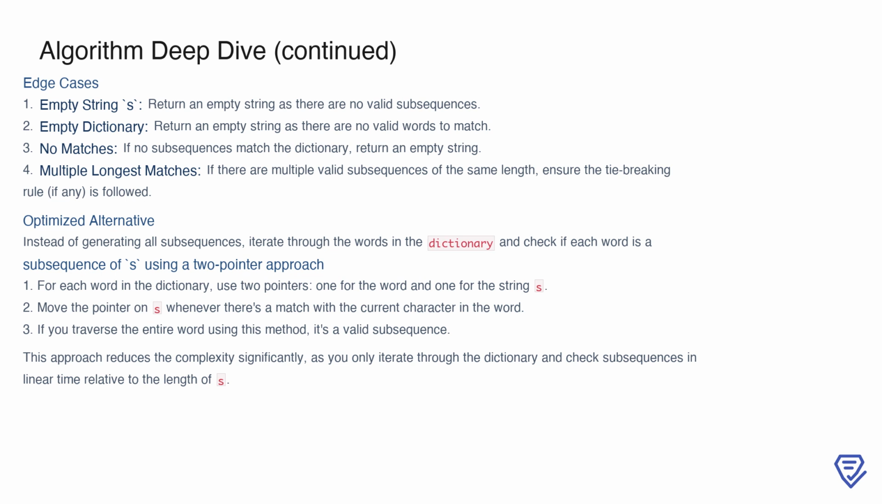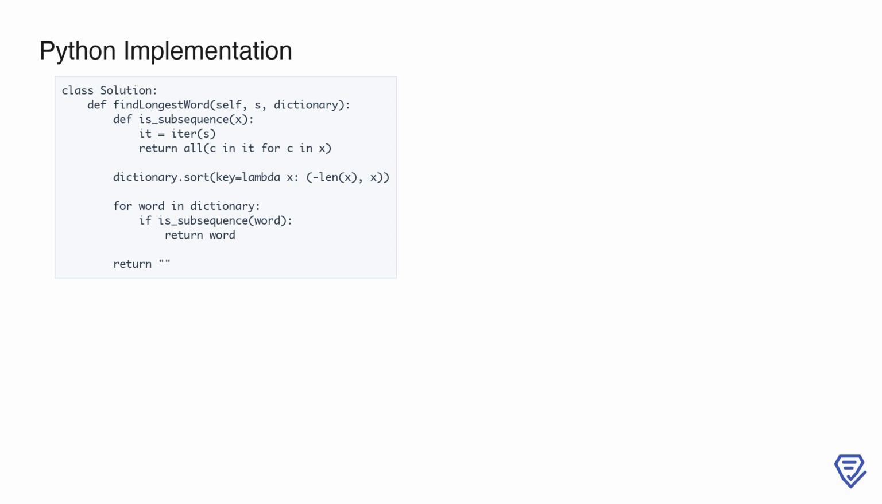The problem involves finding the longest word in a dictionary that can be formed by deleting characters from a given string S without changing the order of the remaining characters. The solution begins by defining an internal helper function, is_subsequence, which checks if a given word can be formed as a subsequence of S. This function uses an iterator over S and ensures that all characters in the word appear in the same order in the string.